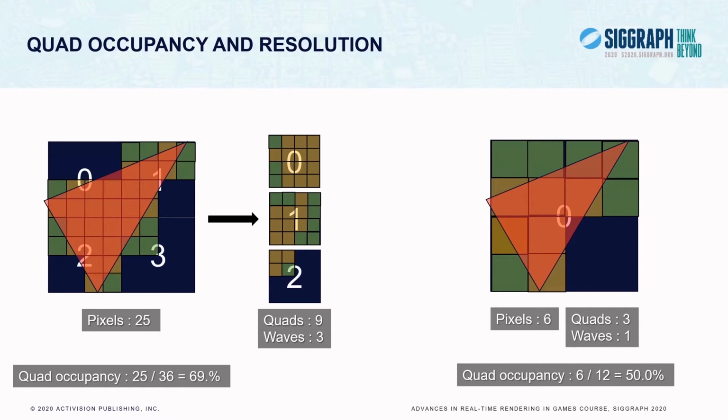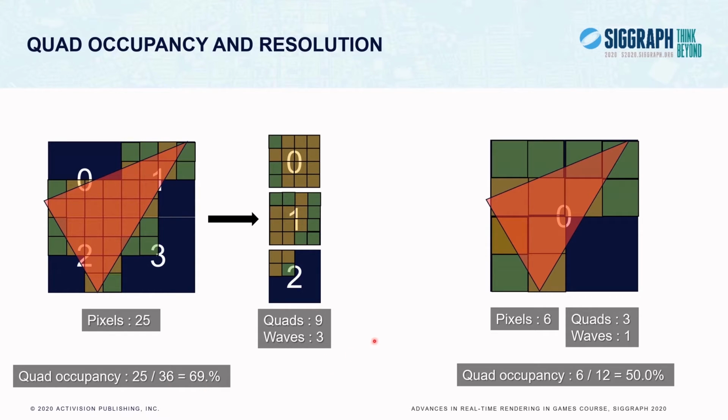So how do quad occupancy and resolution interact together? Let's say we're rendering a triangle at a given resolution like in the previous slide. In this case, we're looking at 25 pixels that are actually worth something, meaning those are the pixels rendering that triangle. Those 25 pixels are going to end up generating 9 quads, split between 3 different waves. So our quad occupancy ratio is going to be 25 over 9 quads times 4. That means about 69% quad occupancy.